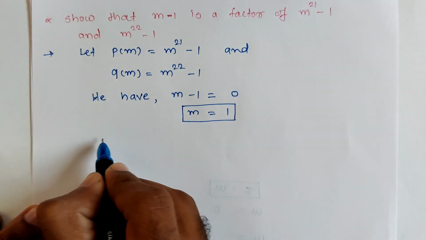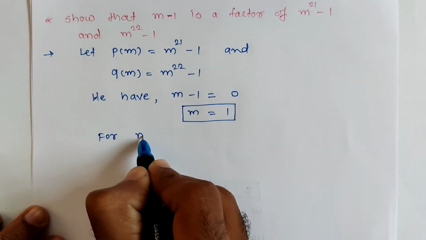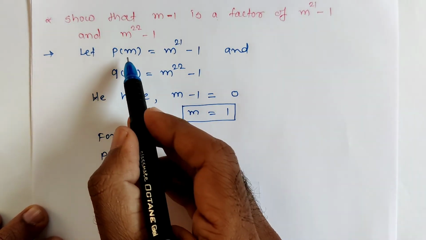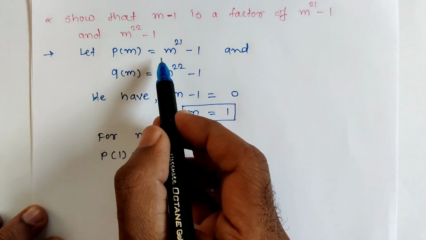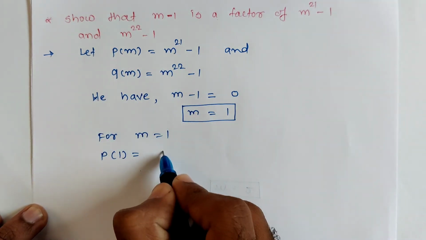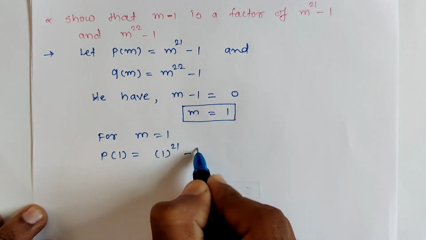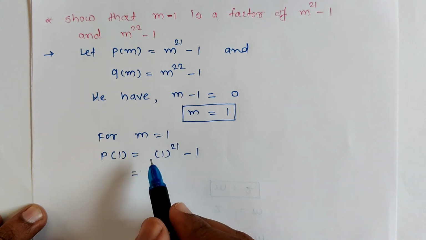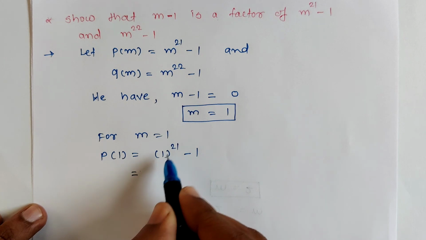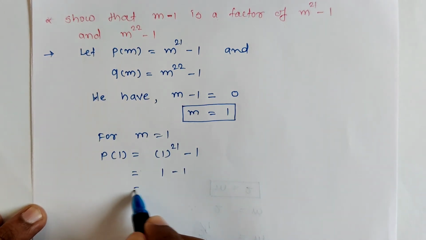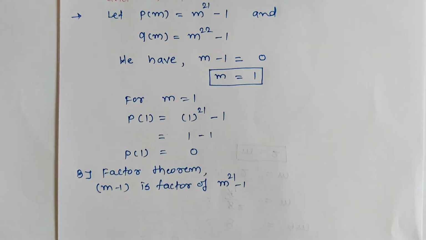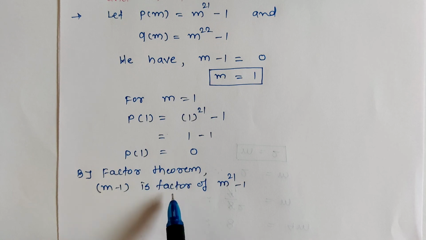So let's have the value, that is for m is equal to 1, we have p of 1 that is equal to value of the polynomial p of m is equal to m raised to 21, that is we should have now 1 raised to 21 minus 1, that is equal to, now 1 raised to 21, that means any power of 1 is 1. That's why 1 raised to 21 is 1 minus 1, that is equal to 0. So as p of 1 is equal to 0, by factor theorem we can conclude that m minus 1 is a factor of m raised to 21 minus 1.